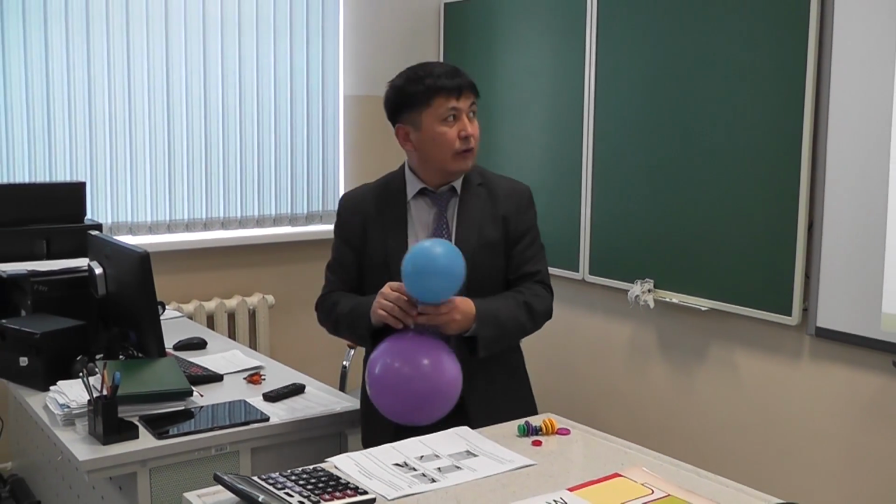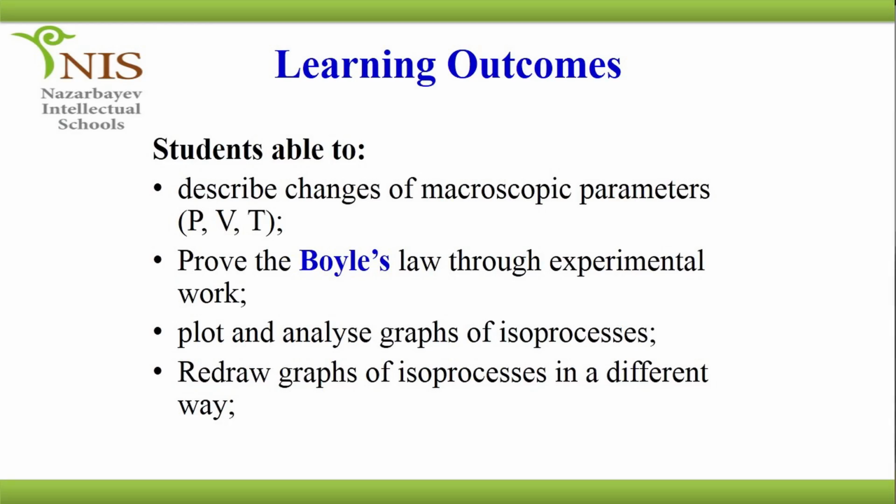So, today's learning outcomes. You have to describe change of macroscopic parameters. Do you remember what macroscopic parameters are? Pressure, volume, and temperature. Through experimental work, you have to prove Boyle's law, and plot and analyze graphs of isoprocesses and also redraw graphs of isoprocesses. These are our learning outcomes. Any questions?